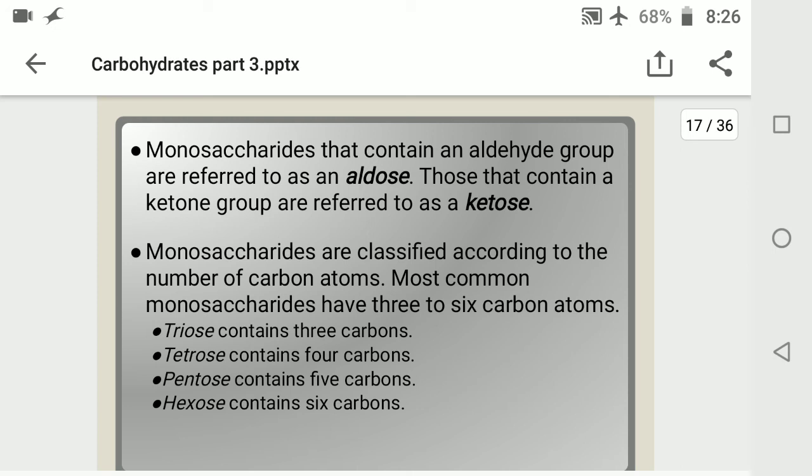Monosaccharides are classified according to the number of carbon atoms. Most common monosaccharides have 3 to 6 carbon atoms. Triose contains 3 carbons, tetrose contains 4 carbons, pentose contains 5 carbons, hexose contains 6 carbons.